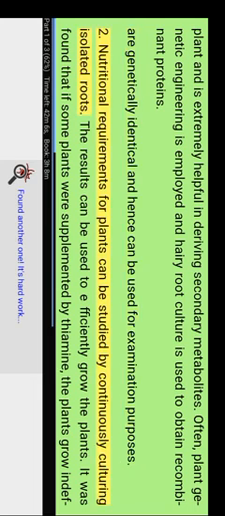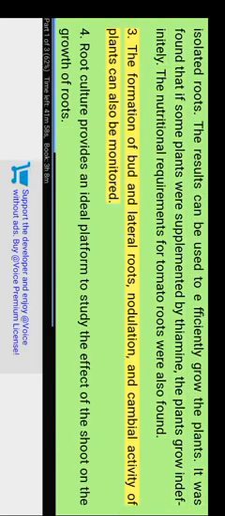2. Nutritional requirements for plants can be studied by continuously culturing isolated roots. The results can be used to efficiently grow the plants. It was found that if some plants were supplemented by thiamine, the plants grow indefinitely. The nutritional requirements for tomato roots were also found. 3. The formation of bud and lateral roots, nodulation, and cambial activity of plants can also be monitored.